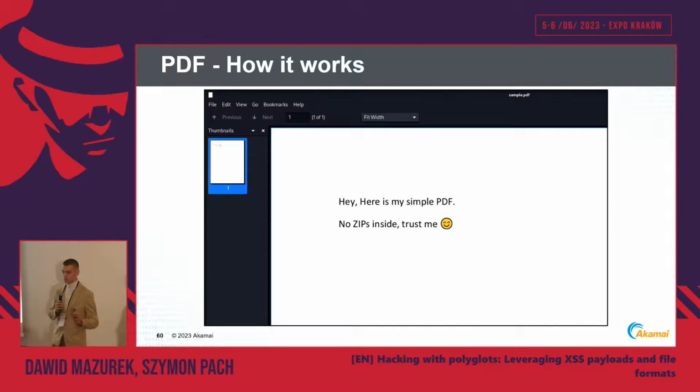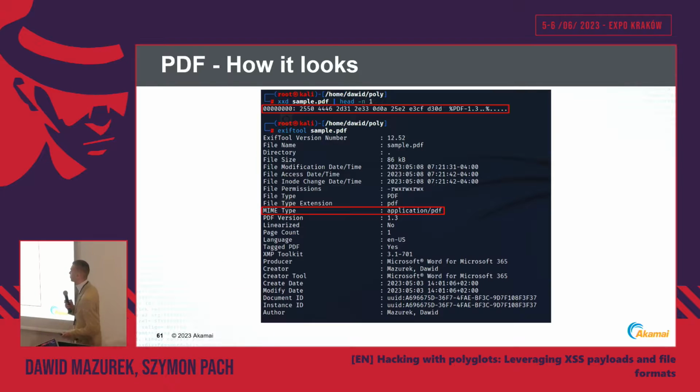So let's see our simple PDF. Here's my simple PDF. No zips inside, trust me. But let's double check what's inside and how this file looks. So, we are checking the header in hexadecimal of this sample PDF. It starts with 2550, and on the right side we see that it's PDF version 1.3.